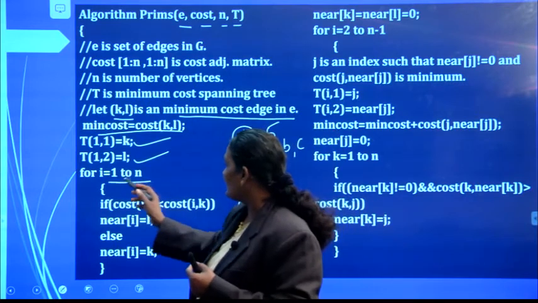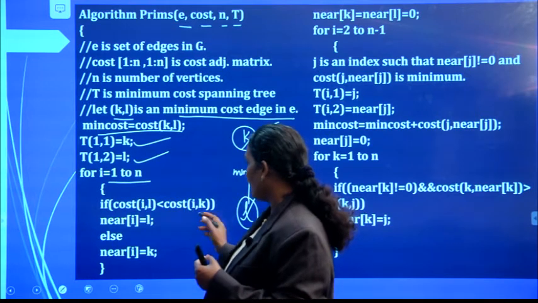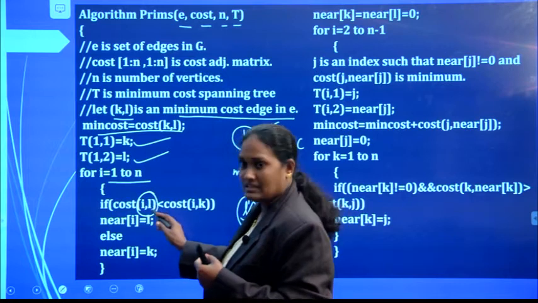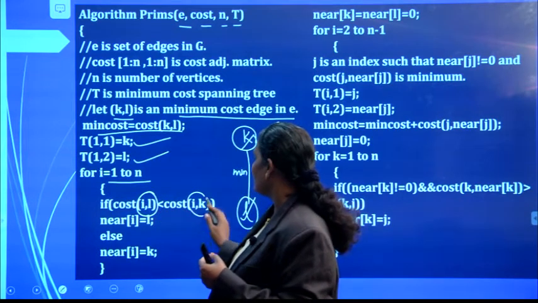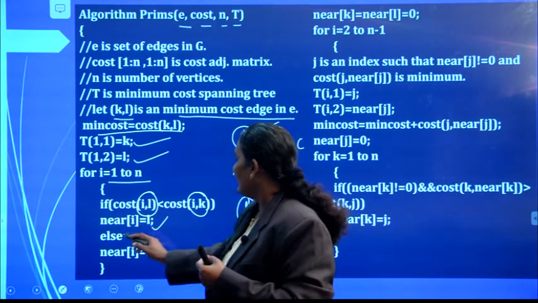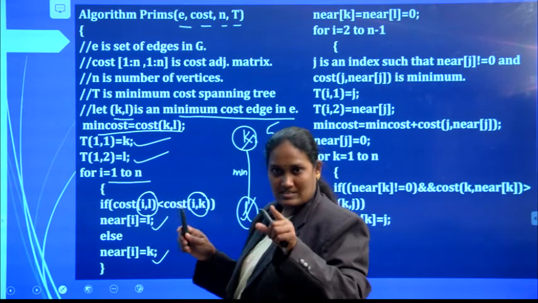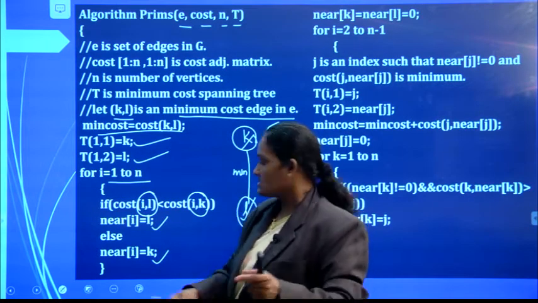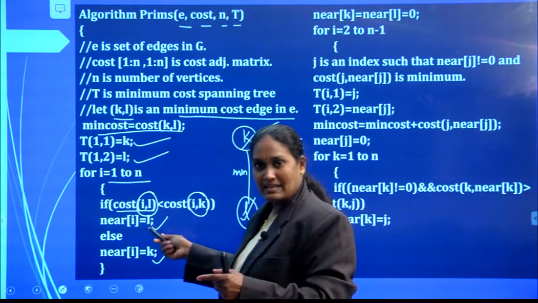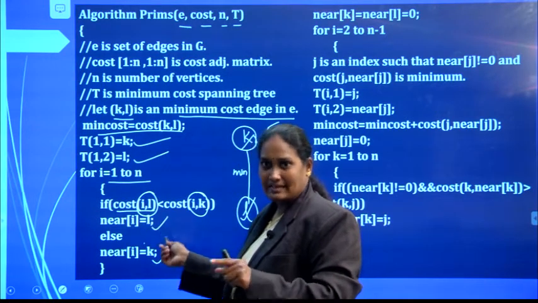Now for I equal to 1 to n, if cost of I comma L is less than cost of I comma K, so if the cost of this edge is less than the cost of this edge, then near of I is L, else if this condition is false, near of I is K. So whose cost is less? That is the near vertex. Here the cost of I comma L is less. Then what is the near vertex? L is the near vertex. For the vertex I, L is the near vertex.